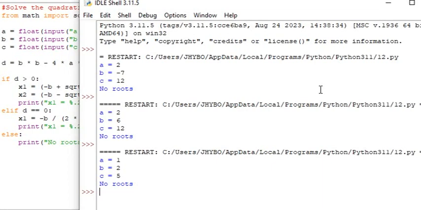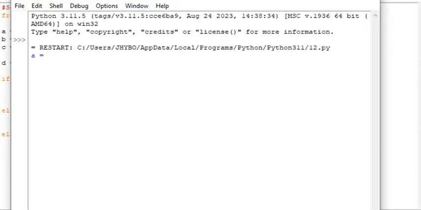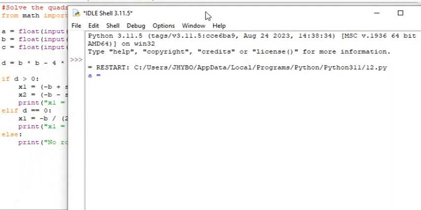Okay, good. Let's run it. If a is 4 and b is minus 4 and c is minus 5, this has roots, so that's going to be the answer.